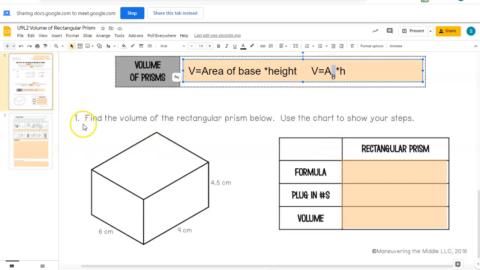So, let's look at this one, finding the volume of this particular one. Well, we can think of it as the base is the length times the width.